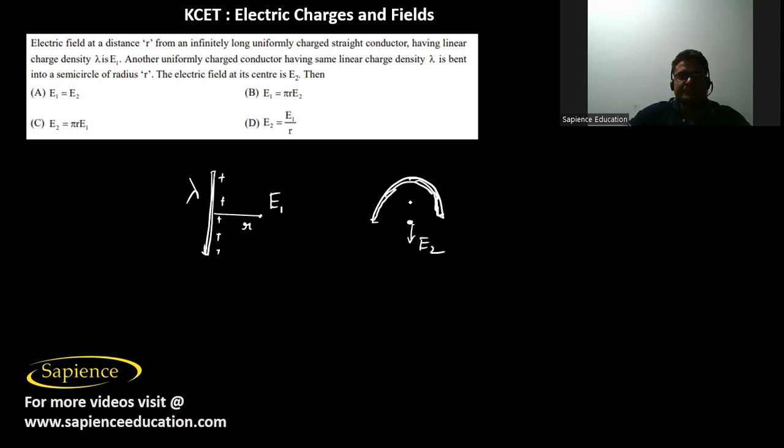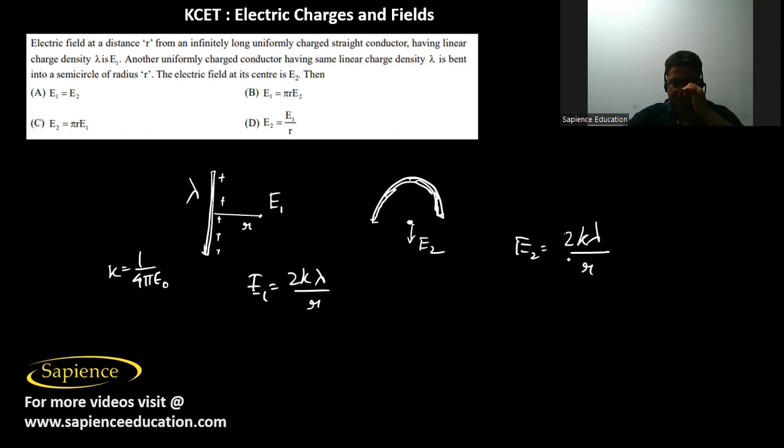So what will be the relation between E1 and E2? E1 will be equal to, we know that it is 2k lambda by r, where k is equal to 1 by 4 pi epsilon naught. E2 also will be 2k lambda by r. So it means that E1 will be equal to E2. So option A is the correct answer.